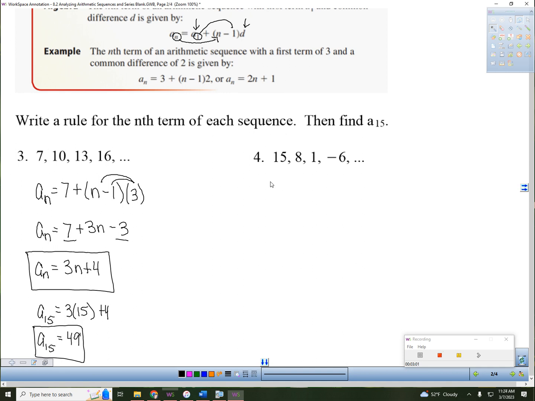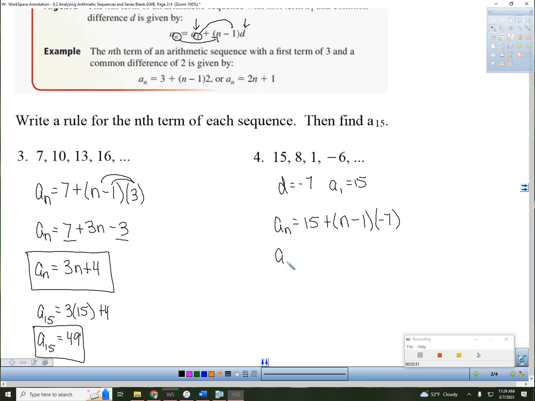All right, so here I see that I am subtracting numbers because they are going down. So I know that my common difference is going to be a negative. Every time I am subtracting 7. So my common difference is going to be negative 7, and my first term is 15. So my rule would be a sub n is equal to plug in the first term plus n minus, since this is the first term, this is a 1, times my common difference of negative 7.